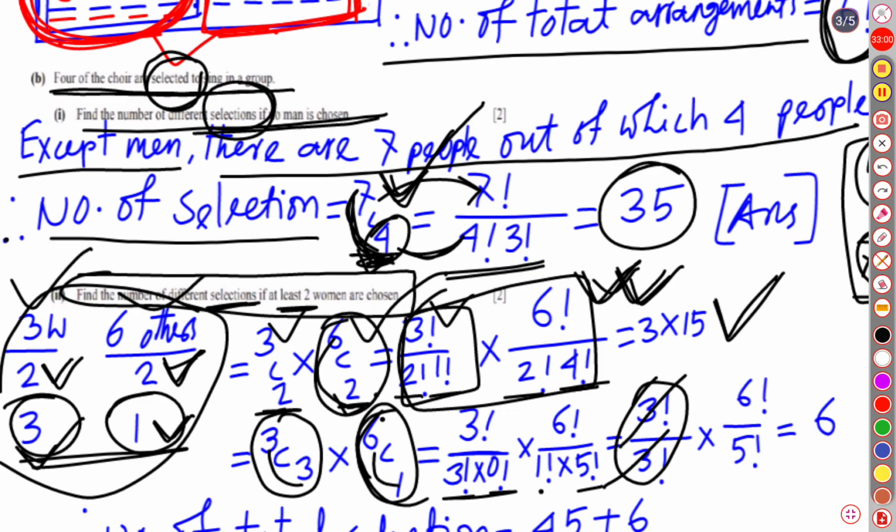Then it is 6 factorial over 5 factorial. If you divide 6 factorial over 5 factorial, it will be 6. 6 factorial will show 720, 5 factorial will show 120. If we divide, it will be 6. So we have chosen first selection, we have got 45. 3 into 15 means 45, and from the second selection, we have got 6. So 45 plus 6, 51.